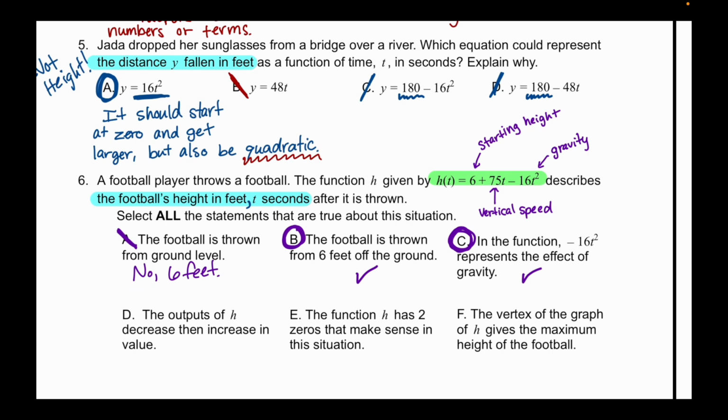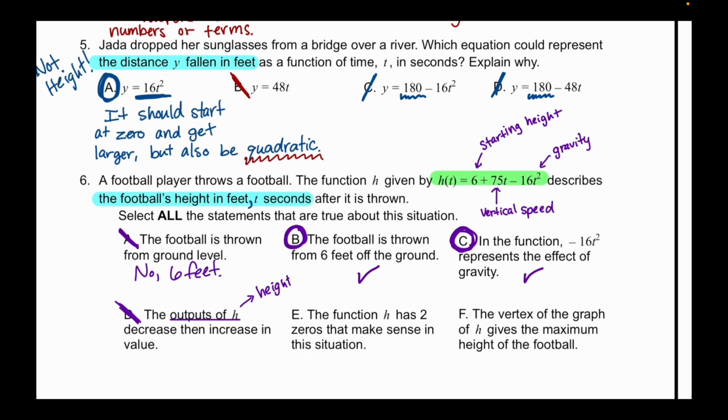Let's read option D. The outputs of H decrease and then increase in value. So the outputs of H, this means the outputs of H is the height, not the distance fallen. So the height of this football is not going to decrease and then increase. It's going to increase and then decrease. So this is not true because it will increase, then decrease.